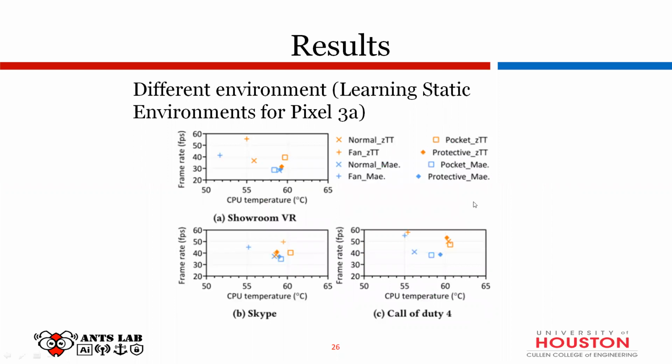Okay, so as for the different environments for the results, here is the static environment for Pixel 3a. So this is the mobile device. There are 3 applications, as in showroom, Skype, and the mobile game. And all those means are normal zTT or fan zTT, normal Maestro, fan Maestro. So it's another comparison between Maestro and zTT.